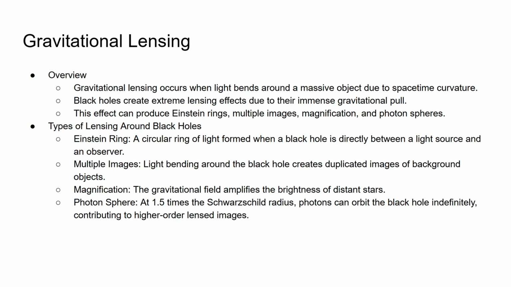The first is an Einstein ring, which is just a circular ring of light formed around the black hole when it's directly between the light source and the observer, which would be our telescopes. And there's multiple images, where it can essentially duplicate the image behind it. This is where the thing behind it that's emitting the light is set off at an angle, so the black hole can bend the light around itself multiple times, and then eventually we see it as multiple images. And there's magnification. This happens with the most distant and the brightest of stars. And then, like Will already talked about, the photon sphere, where light can essentially orbit the black hole.